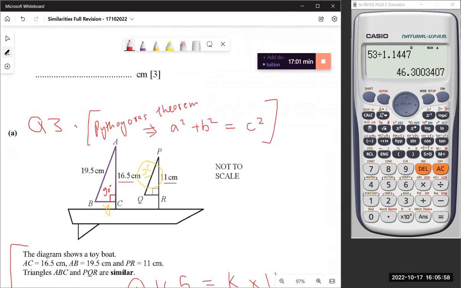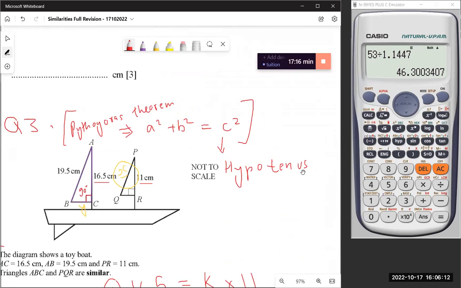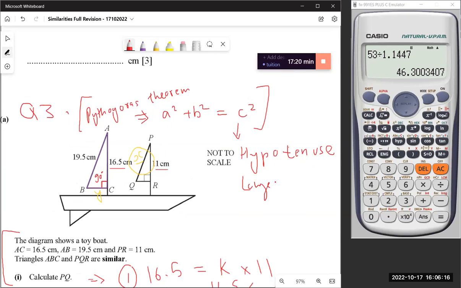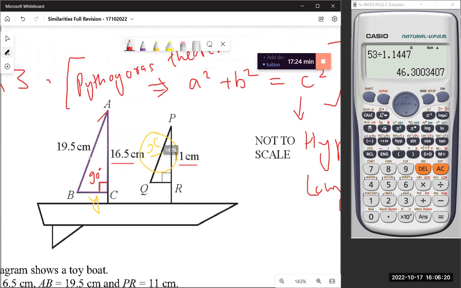Done. Okay, Rachid, correct. Let me check the answer. Now, C square is always the hypotenuse. Say it with me: hypotenuse. Which is also the longest side. Now, which is the longest side here? This is always the longest side, opposite of the angle.